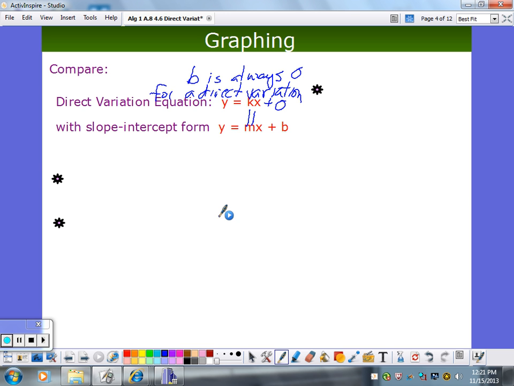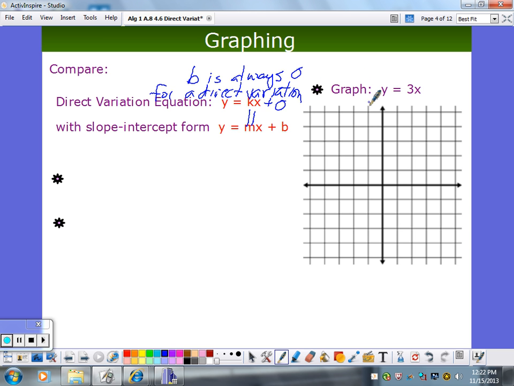B is always 0 for a direct variation. The y-intercept is always 0 for a direct variation. So if I was to graph it, what point do direct variations always go through? 0, 0, the origin. So if I want to graph this, now is this a direct variation? How can you tell?